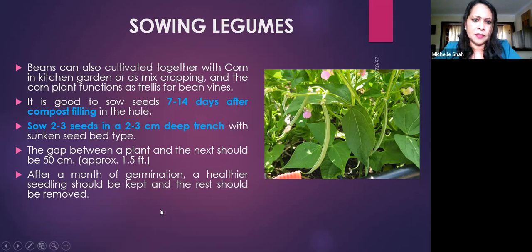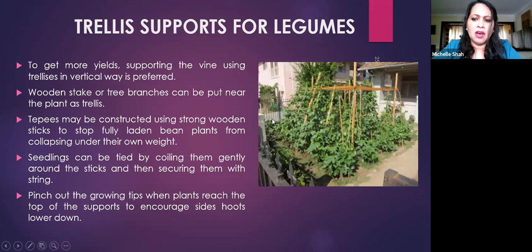The trellis supports. There are various types, and you get more yield when supporting the vine using trellises in a vertical manner as shown. Wooden stakes or tree branches can be put near the plant as a trellis. Teepees may be constructed using strong wooden sticks to stop fully laden bean plants from collapsing under their own weight. Seedlings can be tied by coiling them gently around the sticks and then securing them with string. Pinch out the growing tips when plants reach the top of the trellis or the supports to encourage the side shoots lower down.